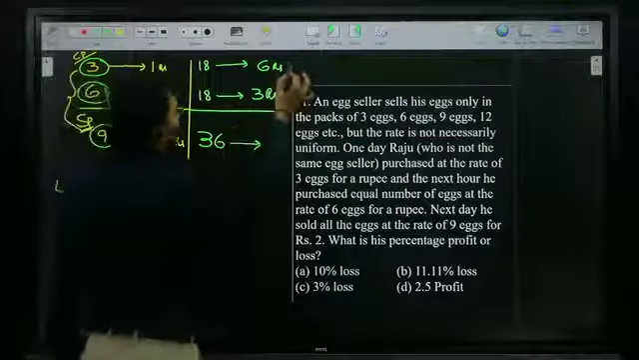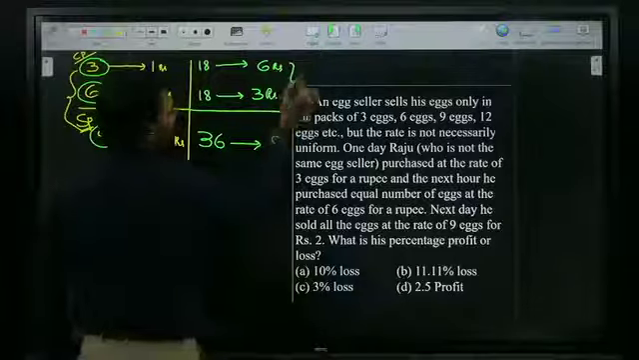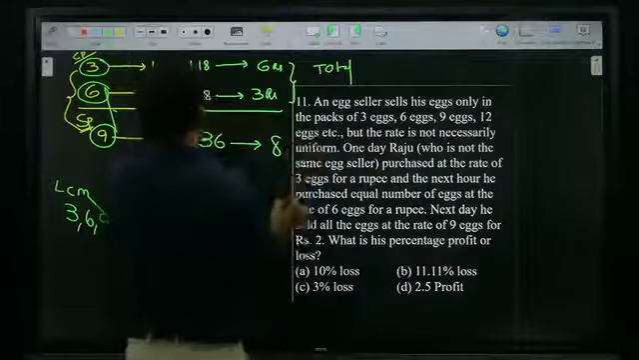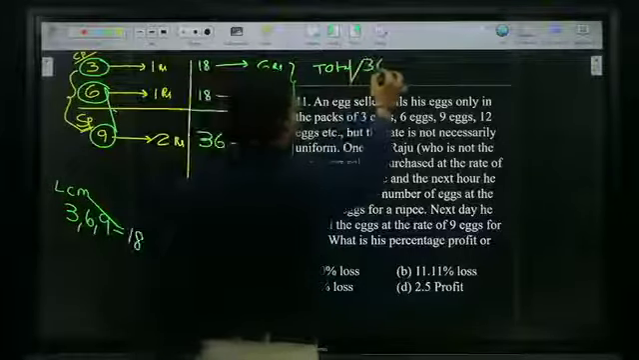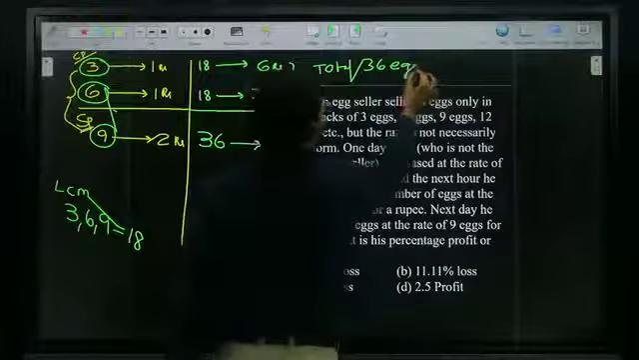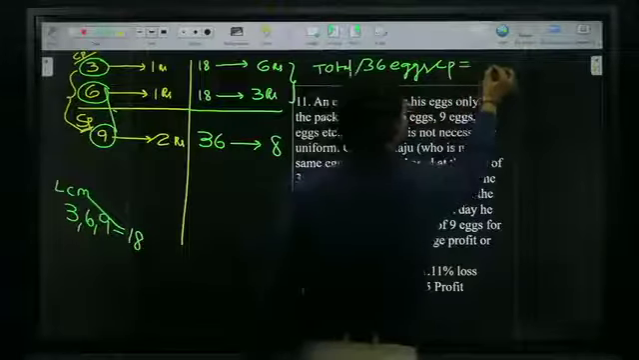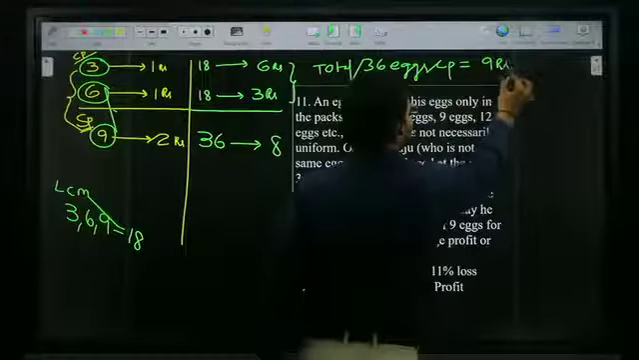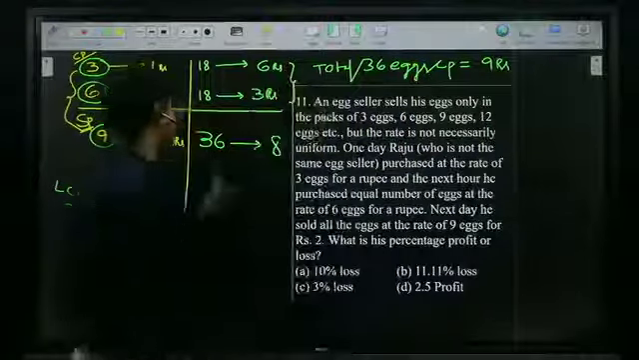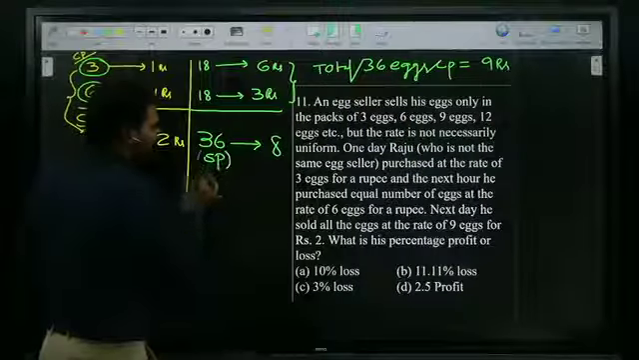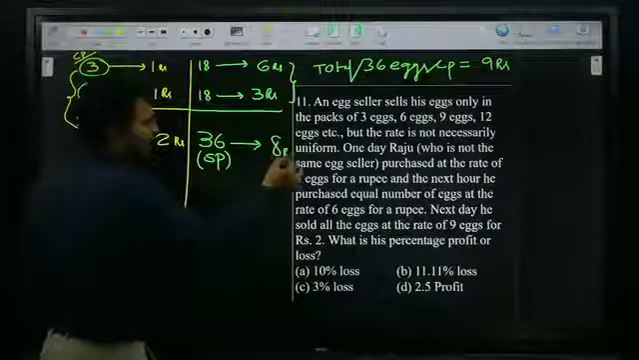So total cost price is what? Total 9x, so total 36x. 36x CP is equal to 9 rupees. If 36x CP is 9 rupees, 36x SP is what? 8 rupees.